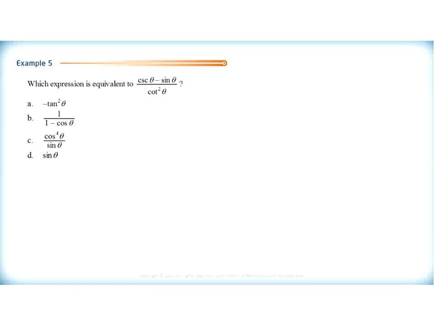Okay, let's have a look at another example here. I've got cosecant theta subtract sine over cotan squared theta. Let's do it. Again, you may want to pause the recording at this point and try it on your own first if you wish. Cosecant is equal to 1 over sine. Subtract sine theta. I'll put that over 1 because they're subtracted. Divided by cotan squared. Cotan is equal to cosine over sine. So it's cosine squared over sine squared theta.